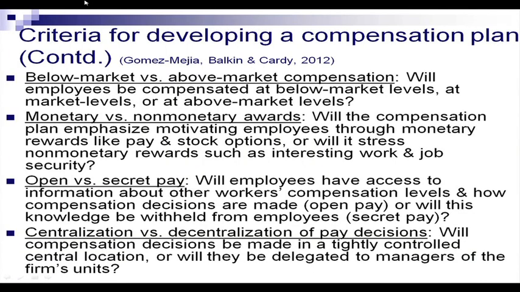Monetary versus non-monetary awards. Will the compensation plan emphasize motivating employees through monetary rewards like pay and stock options, or will it stress non-monetary rewards such as interesting work and job security? Very important, very close to my heart.